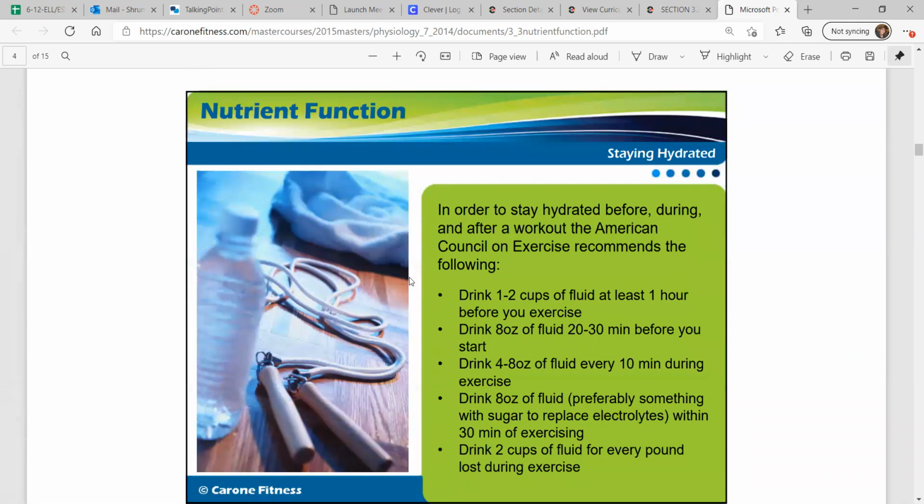And in order to stay hydrated before, during, and after a workout, the American Council on Exercise, very official folks, recommends the following. Drink 1 to 2 cups of fluid at least 1 hour before exercising, 8 ounces of fluid 20 to 30 minutes before you start. Drink 4 to 8 ounces of fluid every 10 minutes during exercise. Drink 8 ounces of fluid, preferably something with sugar to replace electrolytes within 30 minutes of exercising. Drink 2 cups of fluid for every pound lost during exercise.